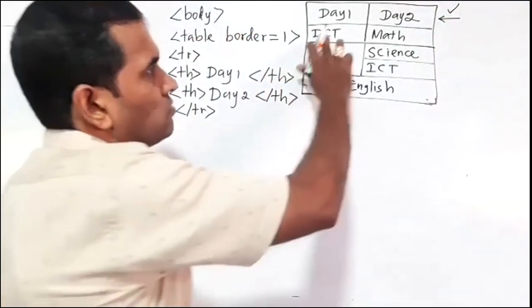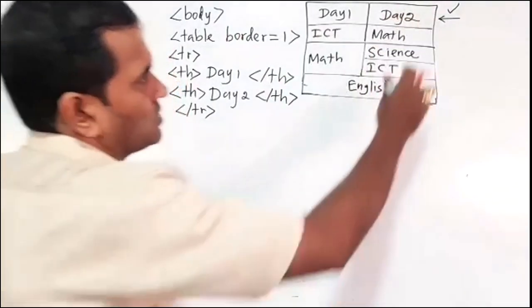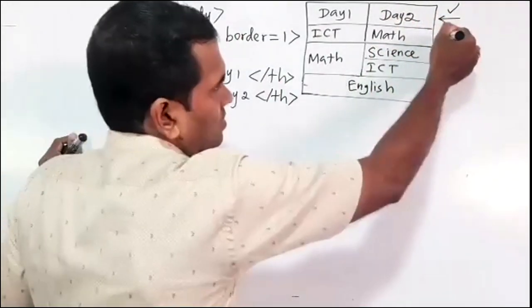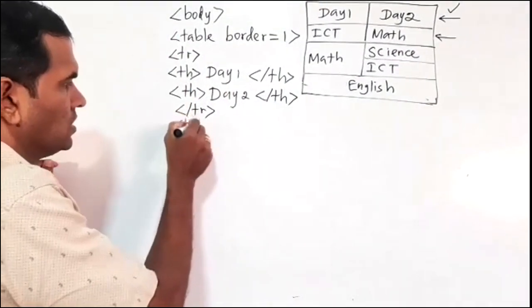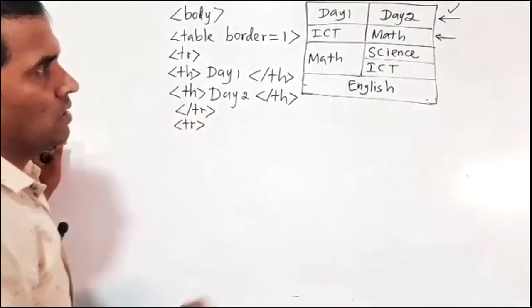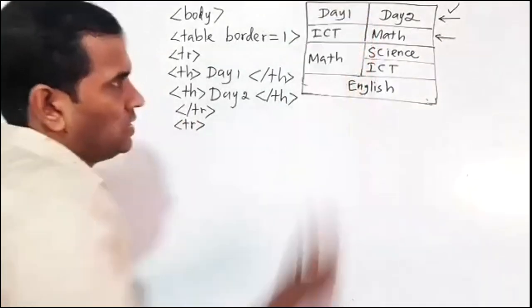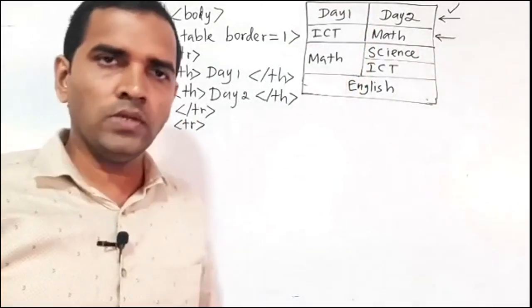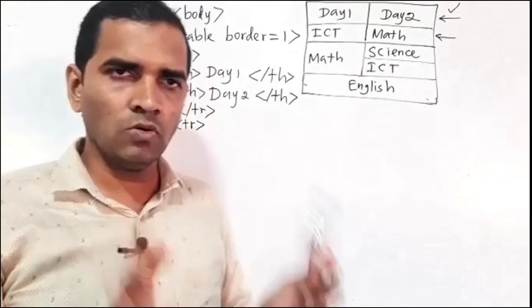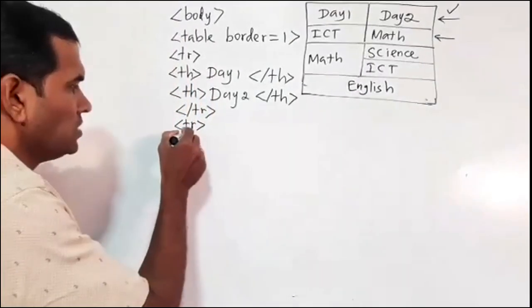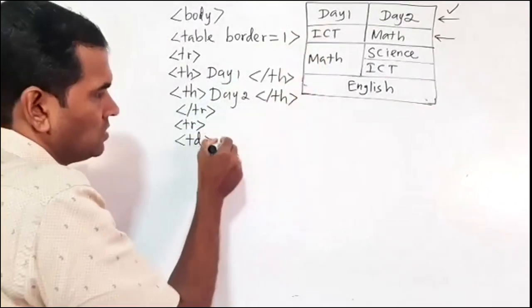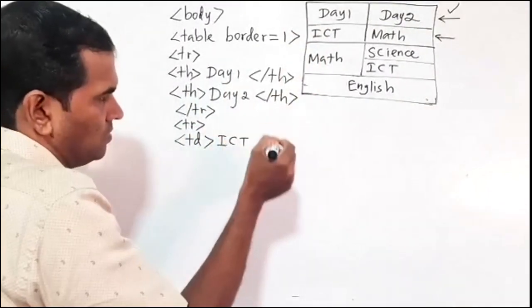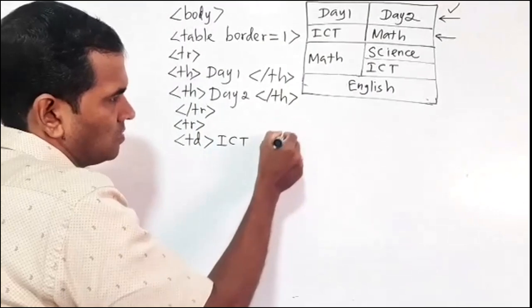Let's create the second row, which means this one. So we want another tr, table row. Look at the first cell, ICT. That is normal content, not a heading. So that must be td, table data. What is it? ICT. And close the td.